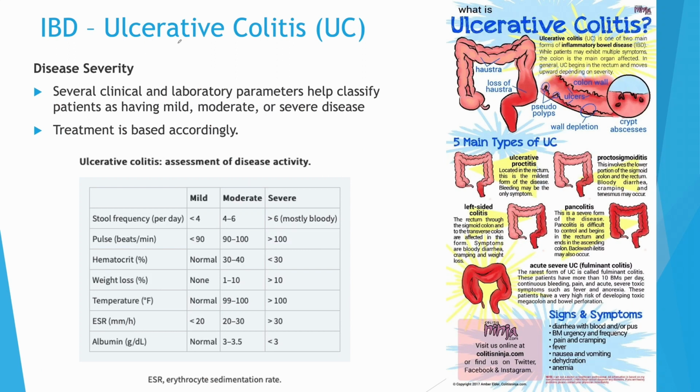So similar to Crohn's disease, we have to assess disease severity in order to decide how to treat the patient. We look at different criteria to place them in a mild, moderate, or severe classification. So we're looking at stool frequency, pulse, hematocrit, weight loss, temperature, ESR, and albumin. And we use all those parameters to classify them as mild, moderate, or severe.